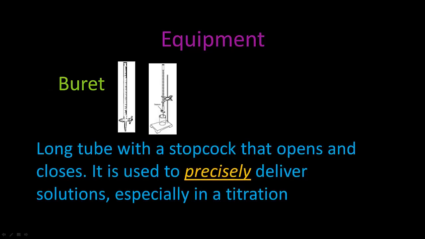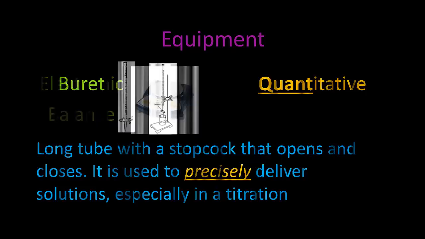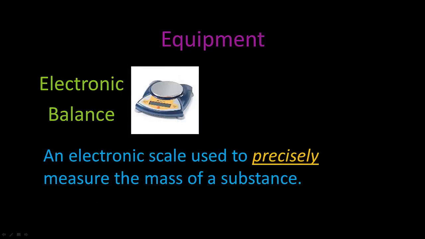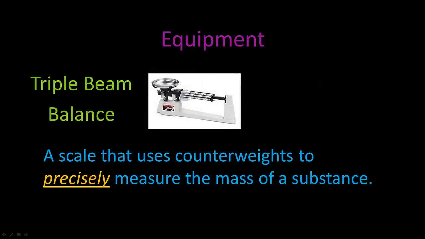Burettes are long tubes with a stopcock that opens and closes. It's used to precisely deliver solutions, especially in a titration. So it is quantitative. An electronic balance is used to precisely measure the mass of a substance, so it is quantitative. A triple beam balance is a scale that uses counterweights to precisely measure the mass of a substance, so it too is quantitative.